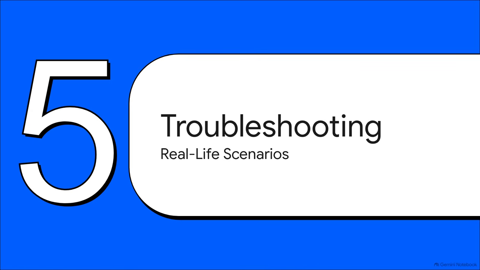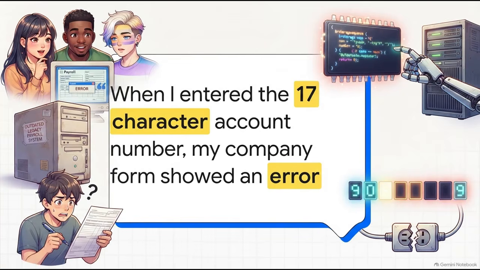Section 5. Real-life troubleshooting. To prove you're not the only one who might find this a bit tricky, let's look at some real-life troubleshooting. One Reddit user posted this. "When I entered the 17-character account number, my company form showed an error, looked like too long, so I tried the 9-character one that I saw." This hits the nail on the head.